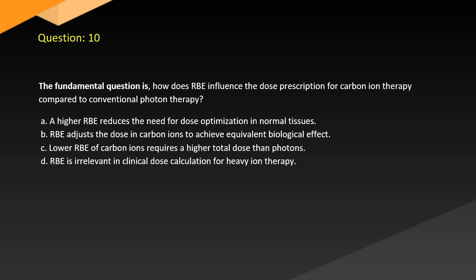Question 10. The fundamental question is, how does RBE influence the dose prescription for carbon ion therapy compared to conventional photon therapy? A. A higher RBE reduces the need for dose optimization in normal tissues. B. RBE adjusts the dosing of carbon ions to achieve equivalent biological effect. C. Lower RBE of carbon ions requires a higher total dose than photons. D. RBE is irrelevant in clinical dose calculation for heavy ion therapy.